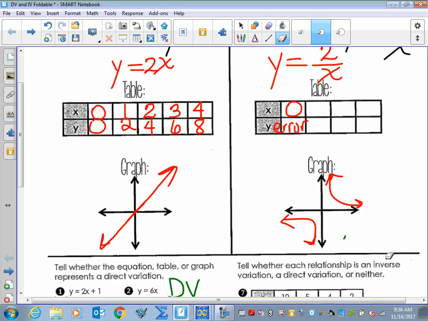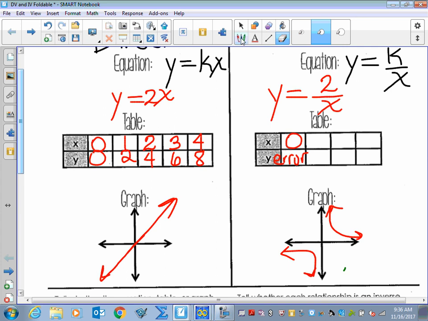So if we wanted to put some numbers in here, let's just see what happens. Let's say we do 2, 4, and 6. If I put 2, 4, and 6 in for x, well, 2 divided by 2 is what? 1. 2 divided by 4 would be 1/2. And 2 divided by 6 would be 1/3. So they'll actually end up being decimal numbers, but you'll never have anything in here for 0.